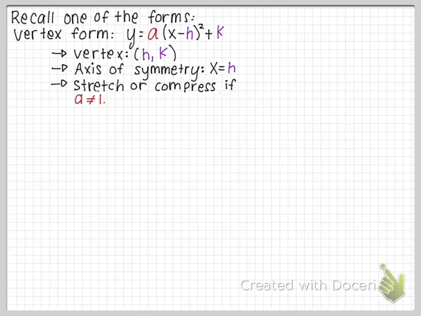Okay, the axis of symmetry, remember we always said it was x equals, we want to write it as a line, x equals h. So whatever your h is right here, that's going to be your axis of symmetry. X equals that number. Okay, and then it's either going to stretch or compress if a does not equal 1. So if a equals 1, nothing happens. It does not stretch or compress. But if it does not equal 1, less than 1 or greater than 1, it does stretch or compress. And we're going to talk about if it's stretch or compress. That's a transformation, and we're going to talk about that next.